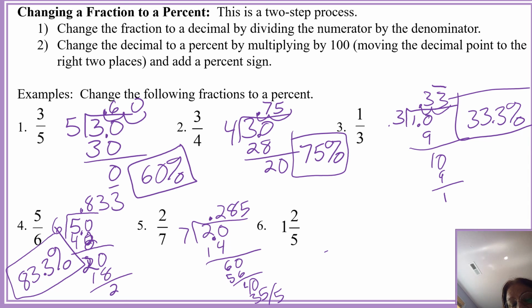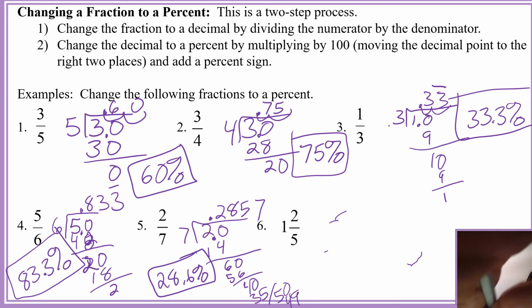Okay, it looks like it's going to keep on going. So go for 4 places so you can round. So this 7, because that was a 40, that's a 50, and 49 goes into 50. Okay, so that's a 7, so it's going to round up. So our answer is going to be 28.6%.